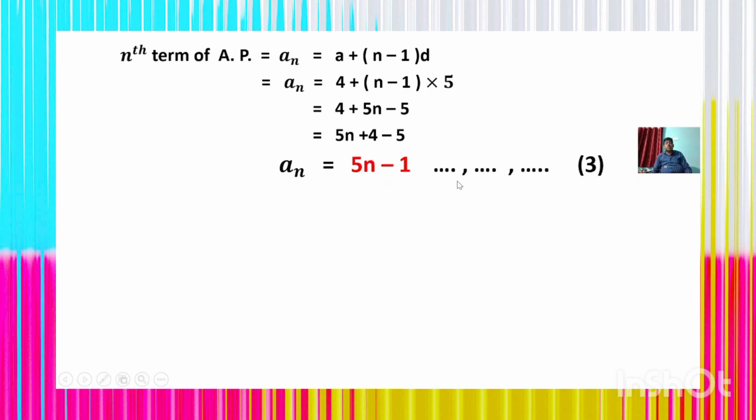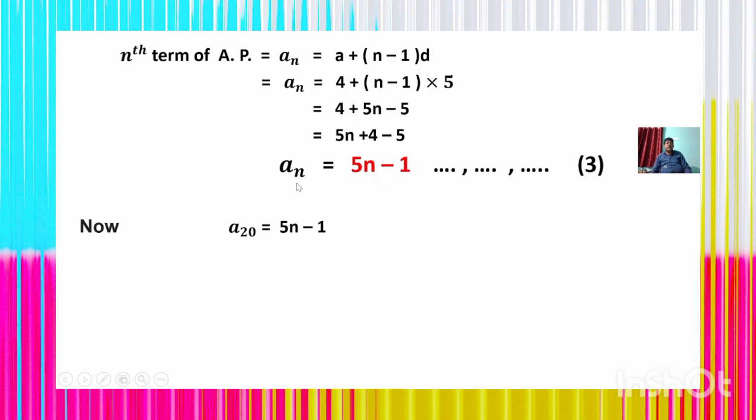Clearly, 5n minus 1 is a linear polynomial, so it must be the general term. The linear polynomial means it is an arithmetic progression, because understand, any general term of an AP is always a linear polynomial. All of you know.